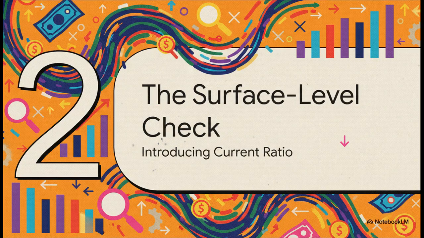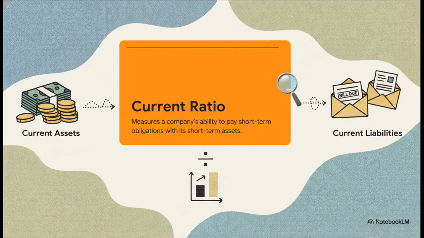Okay, so how do you actually measure this financial lifeblood? Well, the go-to tool, the first thing analysts usually pull out, is a metric called the current ratio. It's kind of our first surface-level check on the company's health. And the idea behind it is pretty straightforward. You just take a company's current assets and divide them by its current liabilities. In other words, you're just comparing all the stuff a company expects to turn into cash within a year against all the bills it has to pay in that same year.